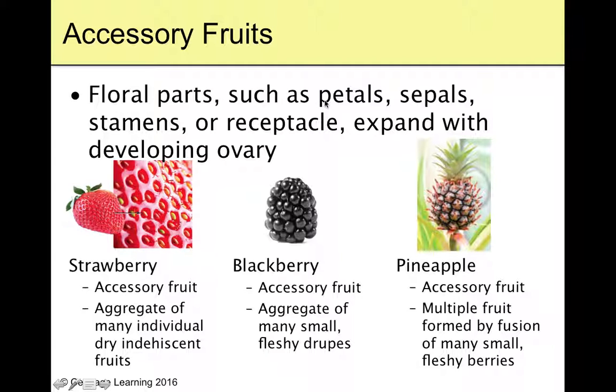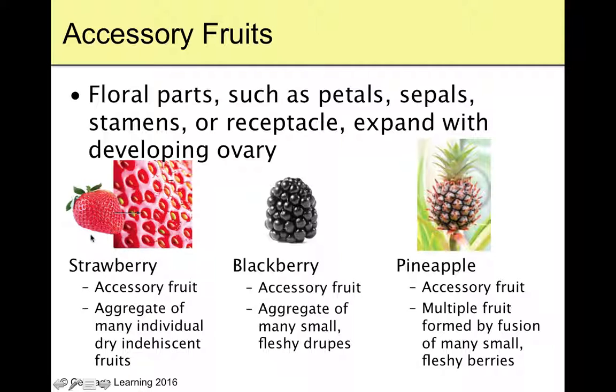Floral parts like petals, sepals, stamens or receptacles are involved. The strawberry is an aggregate fruit, which is not one fruit, it's hundreds and hundreds of fruits. They're individually dry, indehiscent fruits. So this guy right here on the strawberry, that little yellow circle, is actually the fruit. That has the seed in it. That is a dry fruit.